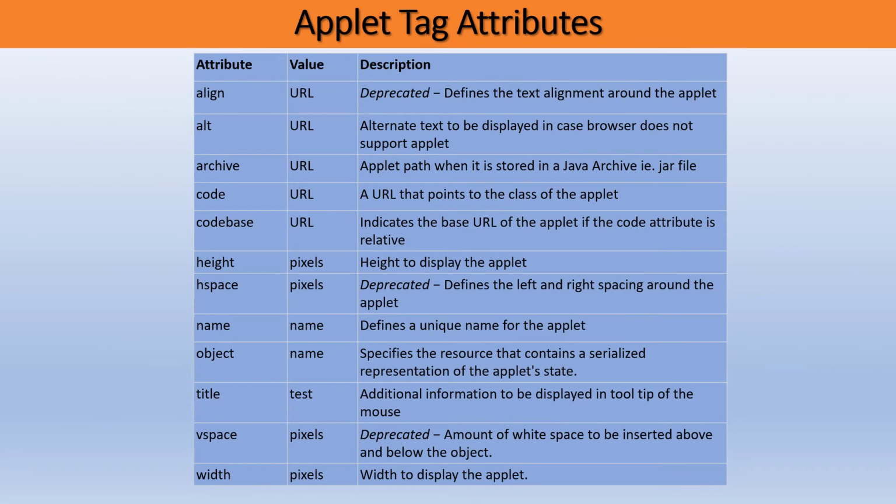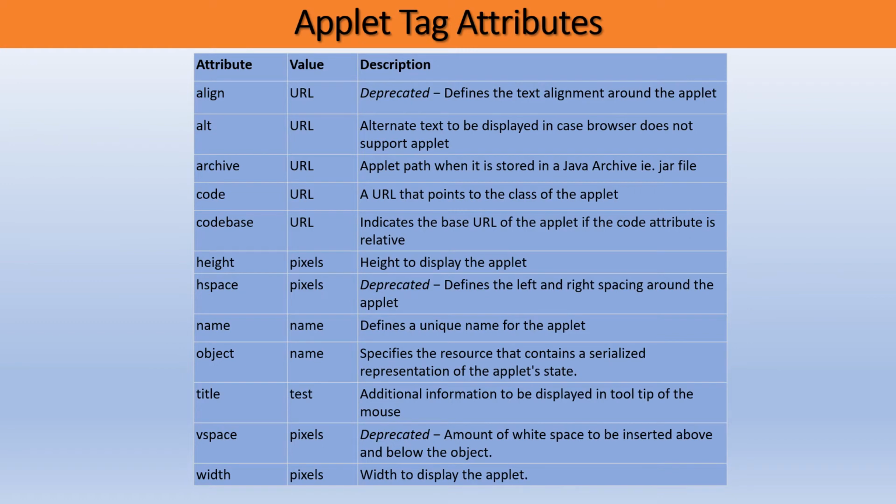What are the attributes we have specified in that applet tag? Those attributes we can just overview. These are the important attributes of the applet tag. First is align. Second is alt, where you have to specify the value as a URL, that is Uniform Resource Locator, and these will be defined and aligned around the applet. That is the align attribute.